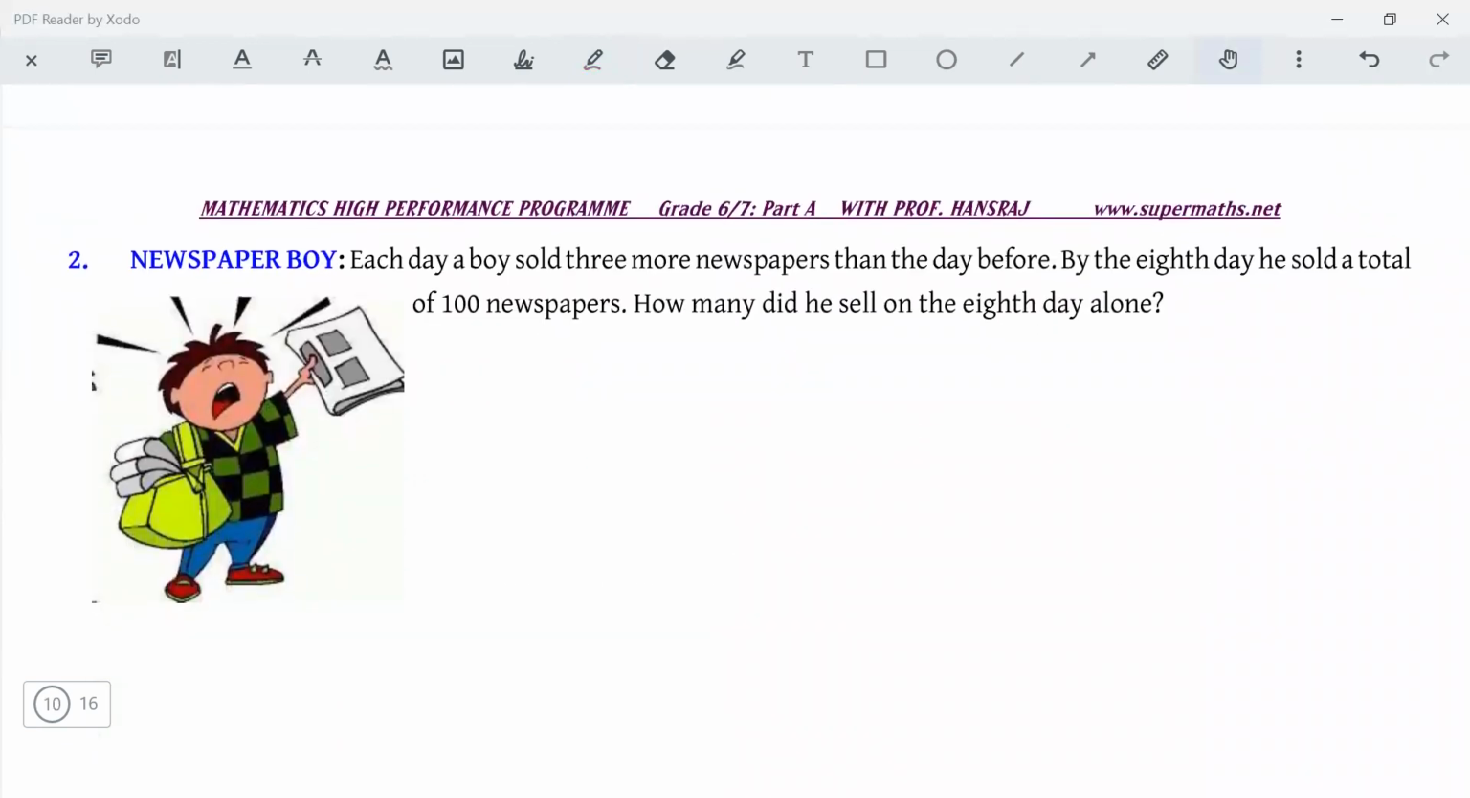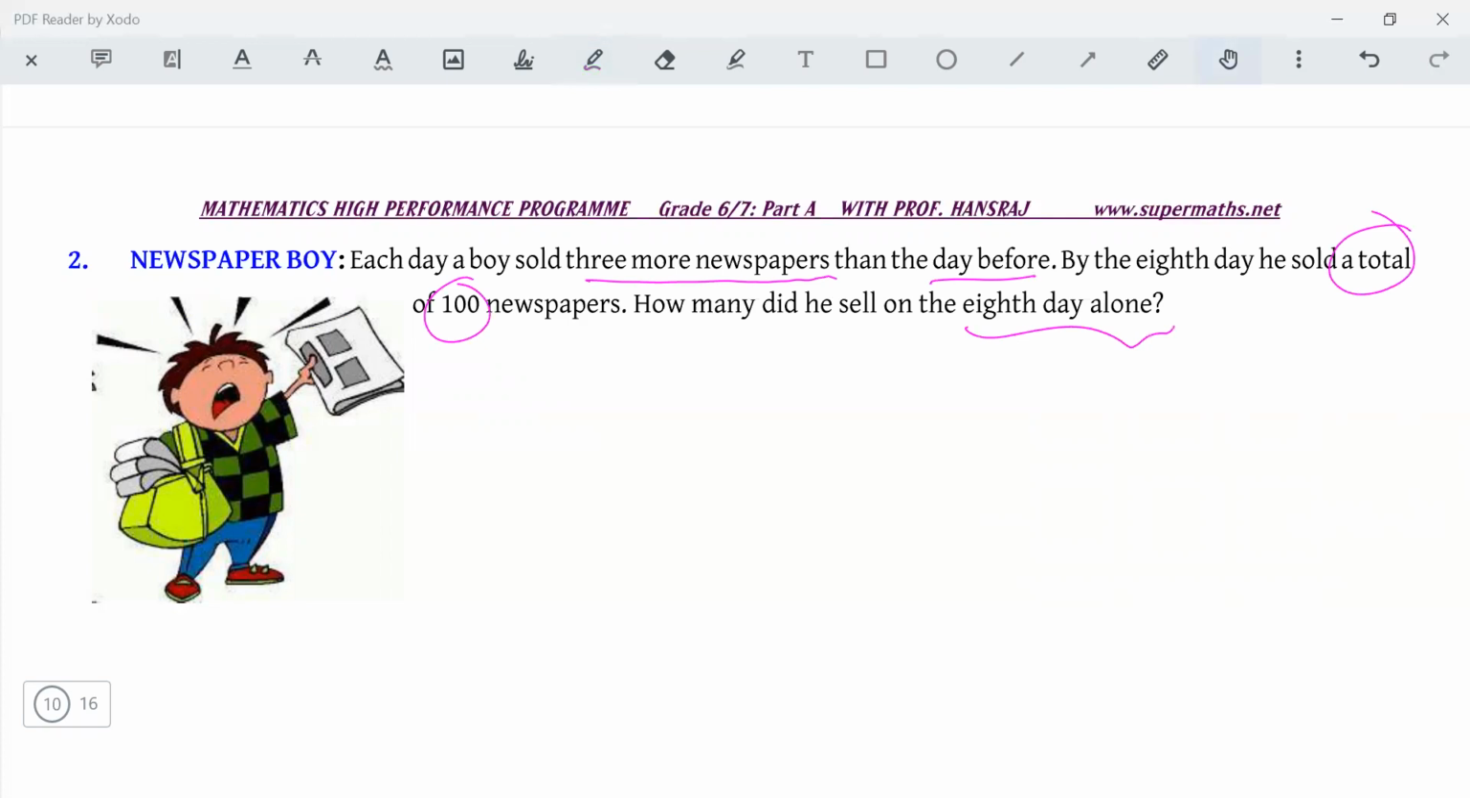Newspaper boy. In each day, a boy sold 3 more newspapers than the day before. By the 8th day, he sold a total of 100 newspapers. Total, right? It's a total of 100. How many did he sell on the 8th day itself?